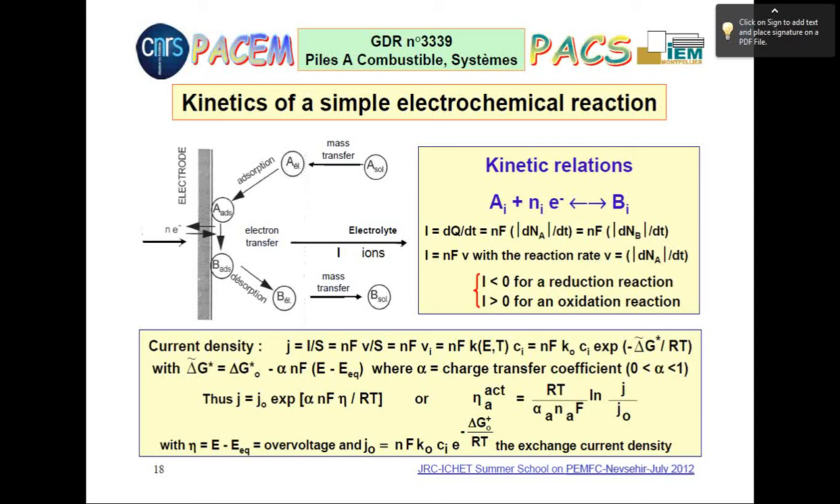Okay, you follow me? And then you can write the overvoltage for the activation reaction as proportional to the logarithm of the ratio of the current density over G0, times RT over alpha nF.